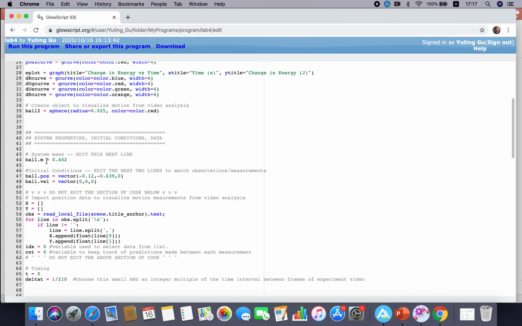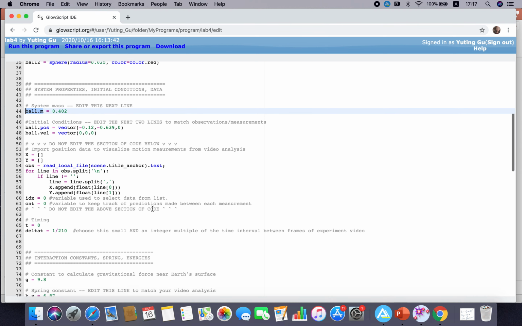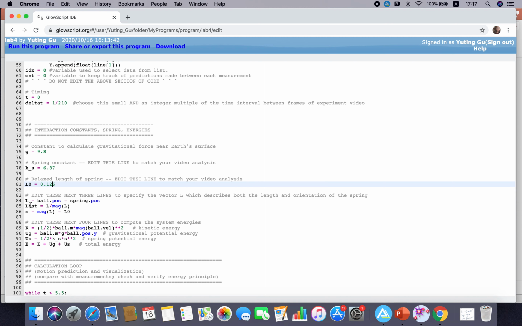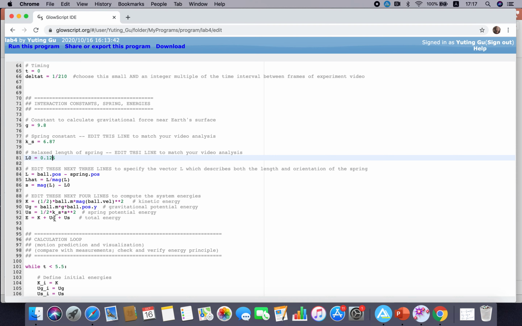I change the mass of the ball, the position and velocity of the ball, and also the Ks spring constant and L0. L equals the ball's position minus the spring position, which is the origin. L hat equals L divided by the magnitude of L, and S equals the magnitude of L minus L0. According to the physics formulas I listed on the previous slide, I changed the equations to calculate the kinetic energy, the gravitational potential energy, and spring potential energy, and the total energy equals the sum of the three energies.